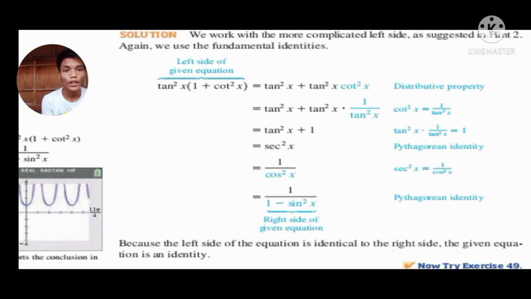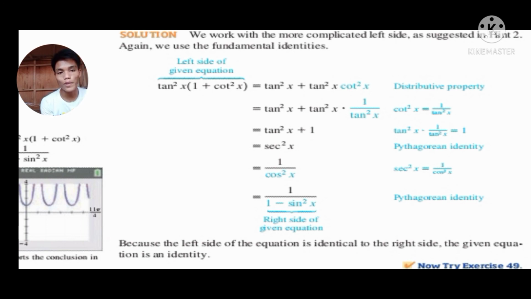So secant squared x is the Pythagorean identity of the equation. And next, 1 over cosine squared x is equal to secant squared x, so the right identical equation is secant squared x, which is equal to 1 over cosine squared x. So it's equal to 1 over 1 minus sine squared x. So this is the right side of the given equation.